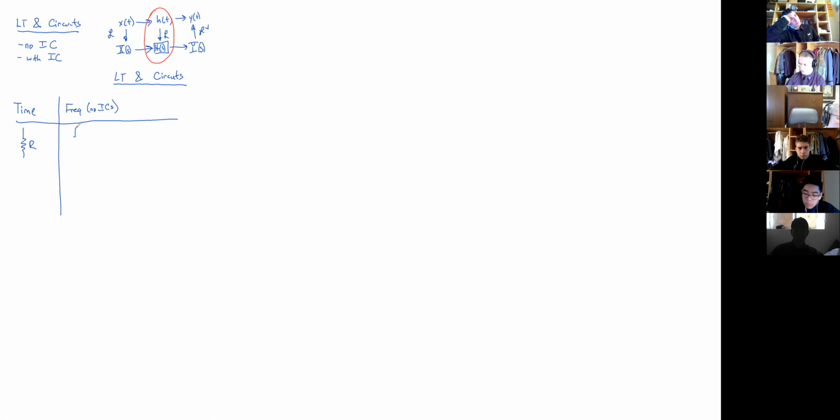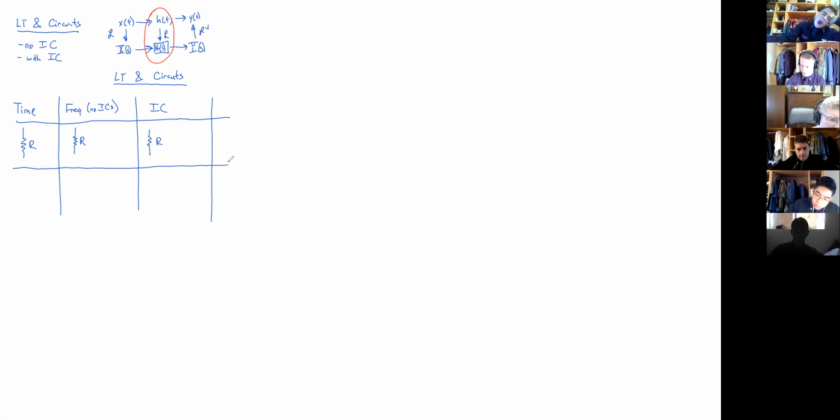So we're going to have to somehow redo things to get rid of initial conditions if there are some. But luckily, resistors have no initial conditions, so they look the exact same either with or without initial conditions. Can't have initial conditions with a resistor. And that's it. Resistors become resistors in the frequency domain.